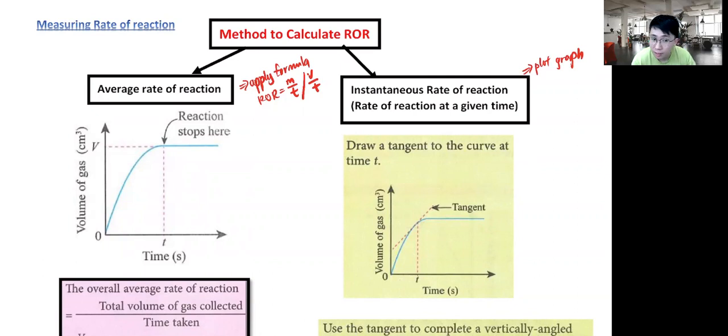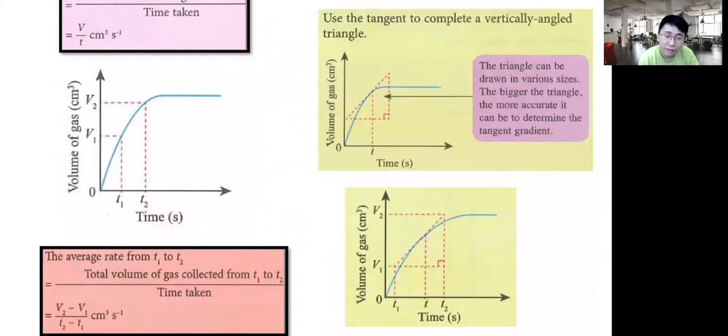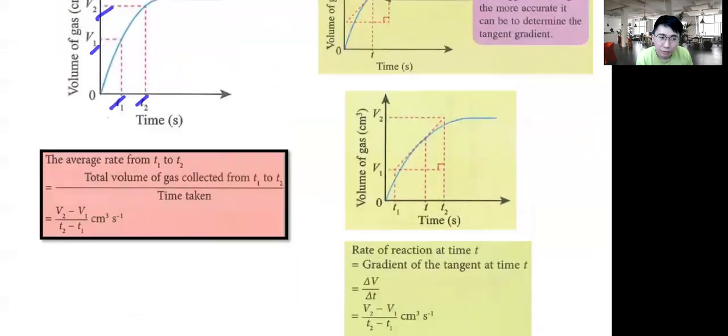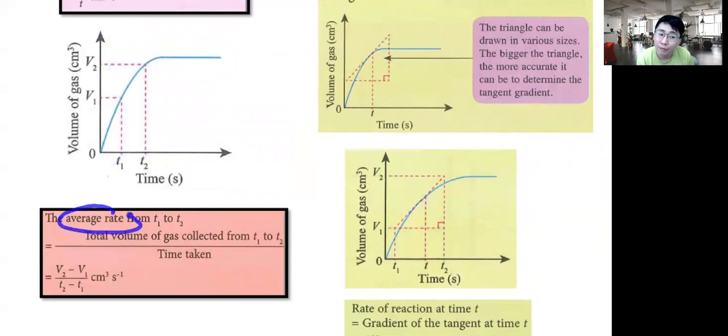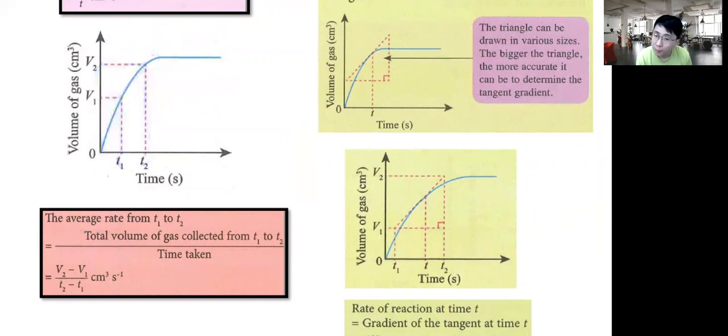So let me go through the first one first. How to find average rate of reaction? Let's say I give you this graph here. For volume of gas, I have V1, V2, T1, T2. Let's say now I want you to find the average rate of reaction from T1 to T2. So it means I want the reaction from here to here. You get the point? In between T1 and T2, I don't want this, I don't want this, I only want this L-shaped box.